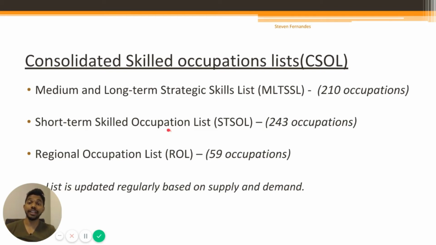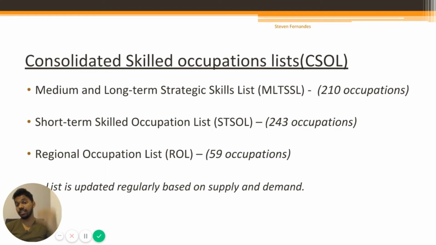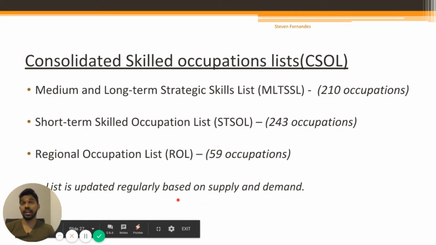Okay, so the Medium and Long-term Strategic Skills List, or the MLTSSL, has 210 such occupations, which over the long period, the Australian government has researched and found that these are occupations for which we need people on a long-term basis. Then there's a short-term list for which they typically require people for 2 to 4 years. There are 243 occupations on that list. And the regional occupation list covers occupations within regional Australia that are in demand. This list is updated regularly based on supply and demand. I think every few months it gets updated.